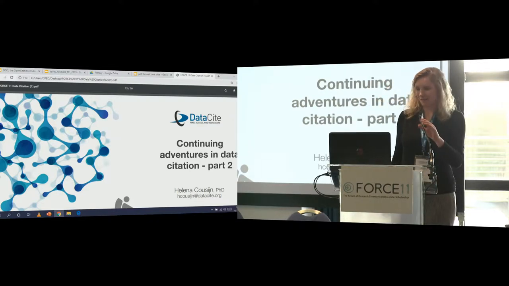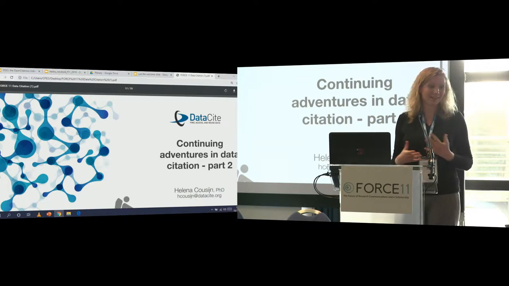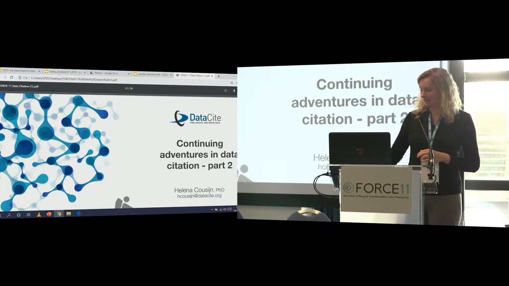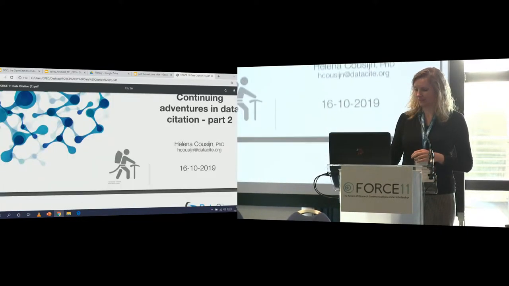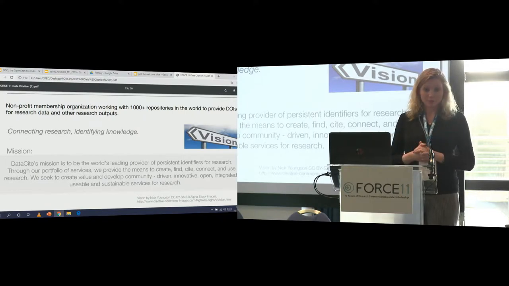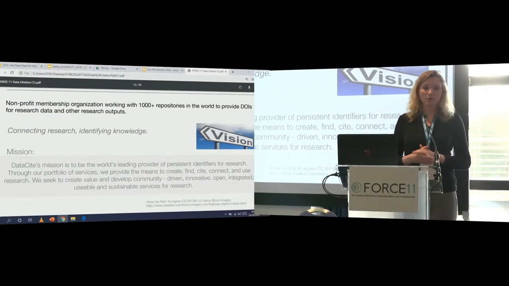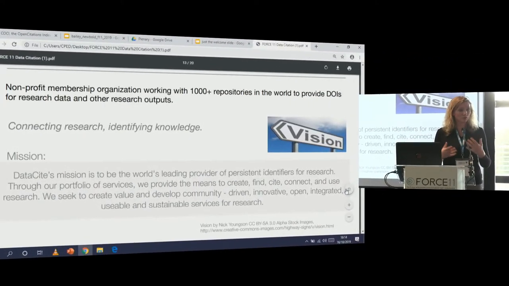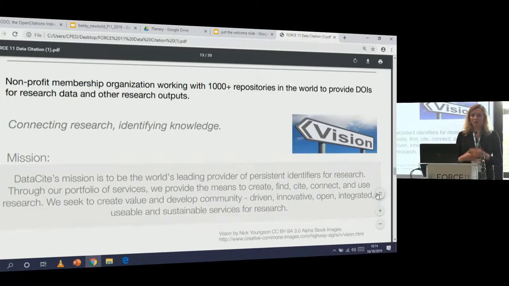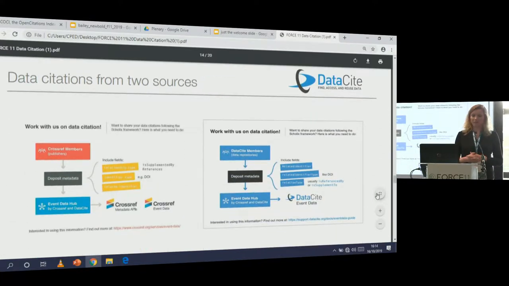Thanks, John. I definitely recognized Rachel's adventures in data citation, and I wanted to add some of my own. As John already said, I work for DataCite. We're also a membership organization. And I think for the purpose of this talk, what's interesting is that Crossref mainly works with the publisher community. We mainly work with institutions and their repositories. So that means we're getting information from two sources. So we get information about citations coming in from publishers through Crossref, and we get information from repositories through DataCite.